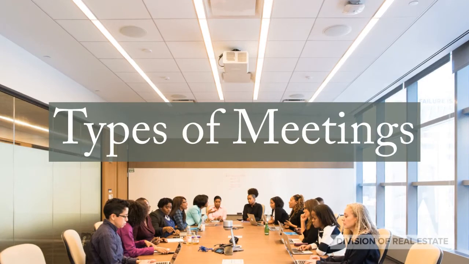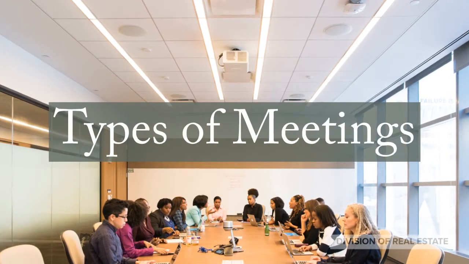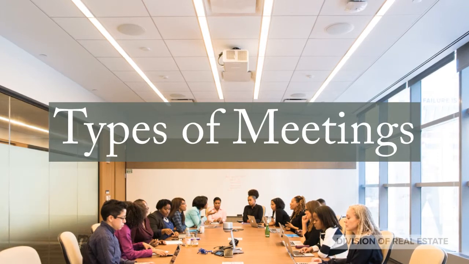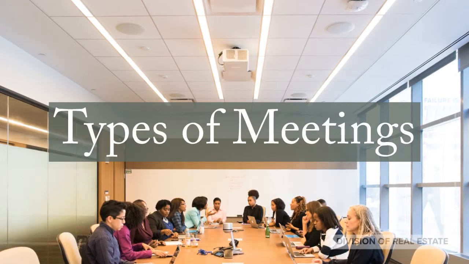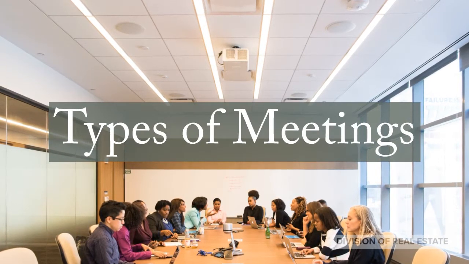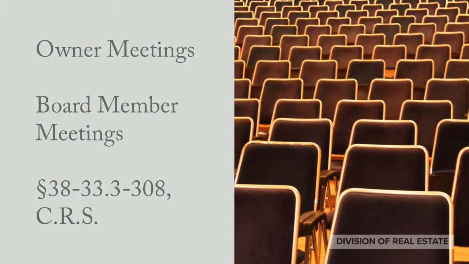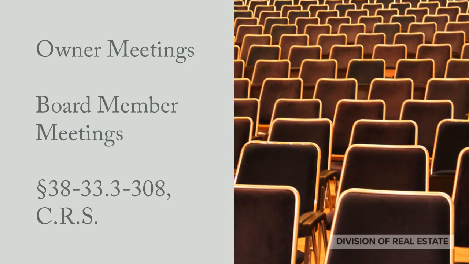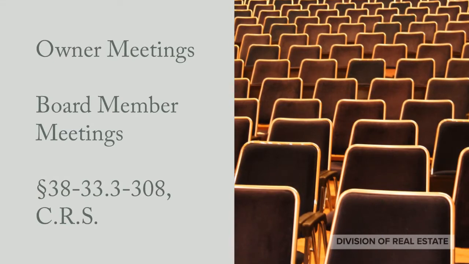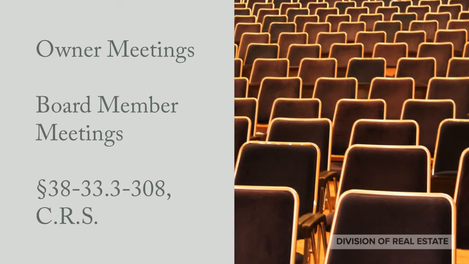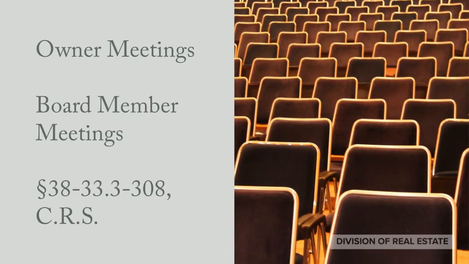Types of meetings. There are two main types of meetings for HOA associations: owner meetings and board member meetings. In this presentation, we will discuss both types of meetings. The Colorado law that specifically addresses HOA meetings is found in Section 38-33.3-308 of the Colorado Common Interest Ownership Act, commonly known as CCIOA.